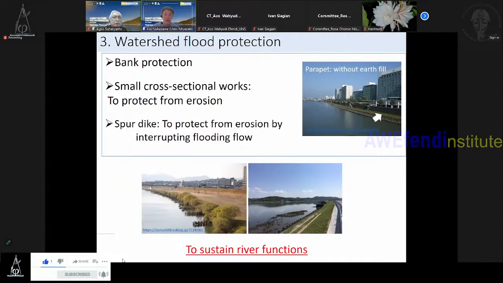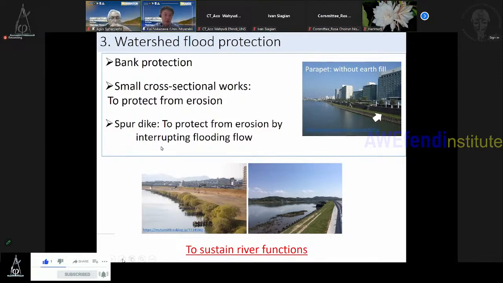And finally, the flood protection engineering to sustain river functions. So this is like bank protection or small cross-sectional works. So you can see some cross-sectional works on the bottom of the river. It is for protecting from erosion in general.